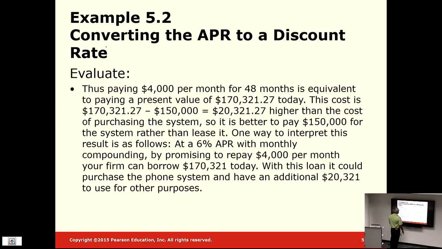So what's going to be my evaluation? Should I buy or should I lease? Paying $4,000 per month over 48 months is equivalent to paying 170,321 today. And this is higher than the outright purchase price of 150,000. So it is better to pay 150,000 for the system rather than lease it.